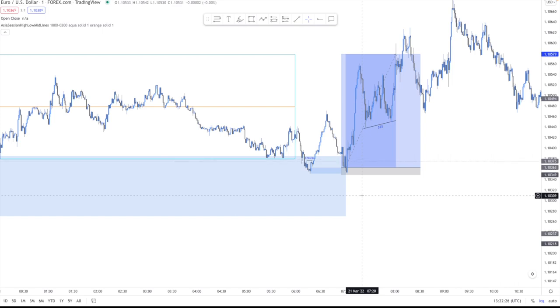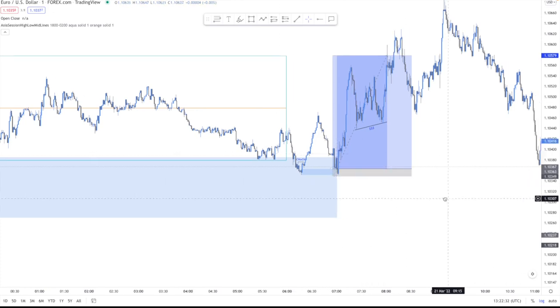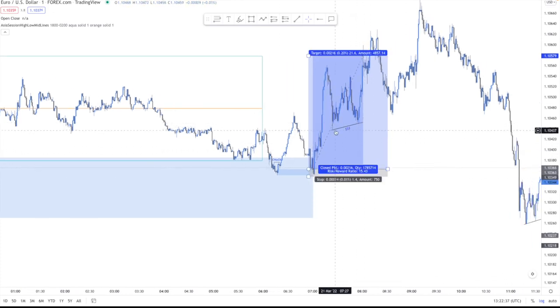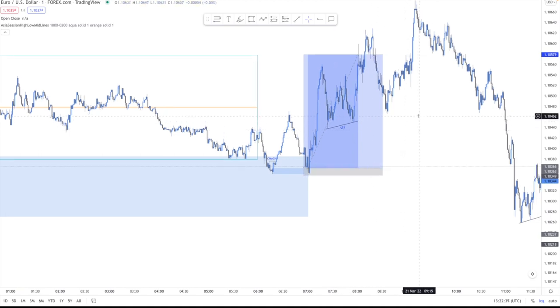You could expect price to come back, tapping into this demand zone and clearing the orders that were left in that imbalance. Okay, now there's many other examples of liquidity. You can see here there's relatively equal lows. You could expect the price in the near future to come and take that.